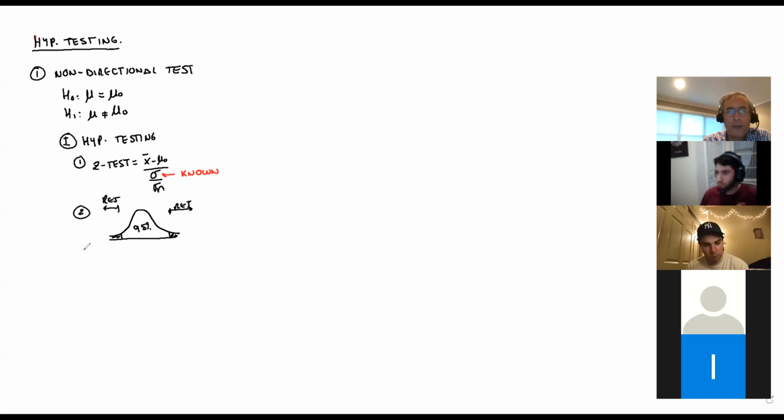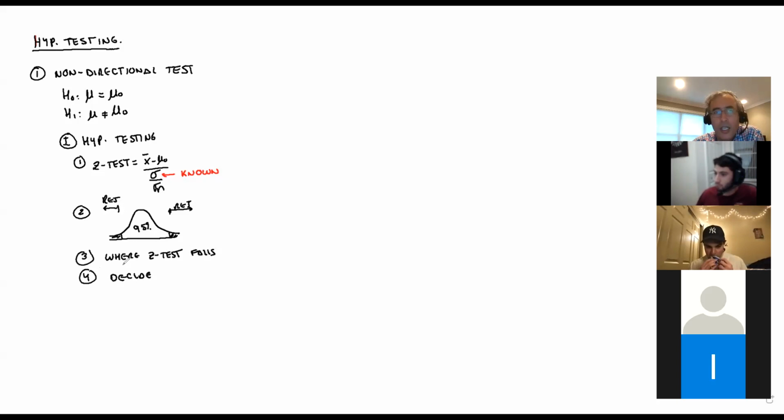Your step three is simply to see where the c-test falls. Remember, we're going to do a couple of exercises today with a different one. And then your step four, simply decide. If my c-test falls in the rejection zones, I simply reject. If it falls in the non-rejection zone, I simply fail to reject, okay?